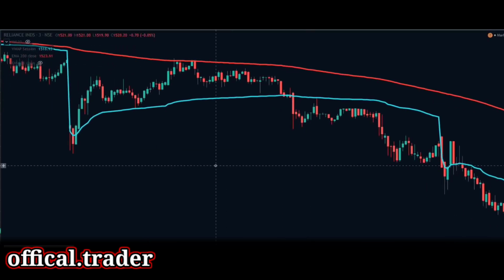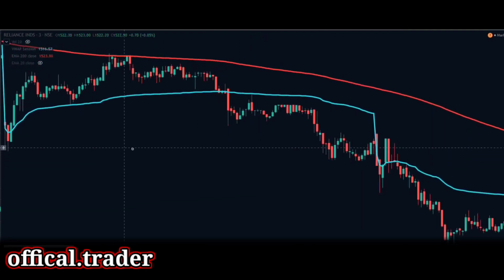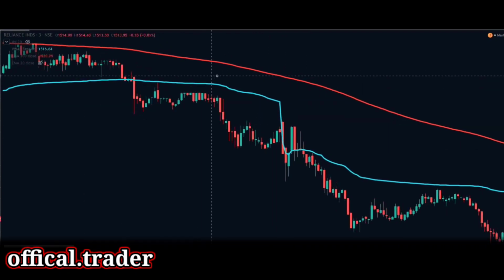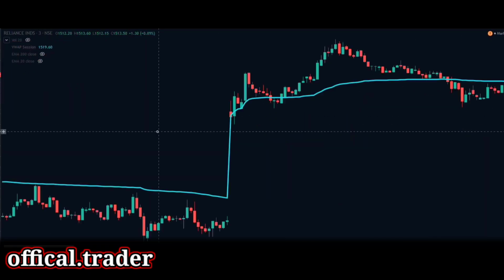I've been using VWAP indicator for a long time now, and this is without a doubt the best indicator I have used. It has helped me identify the trend and the average price of the stock. Here are some mistakes you should avoid when trading with VWAP indicator.